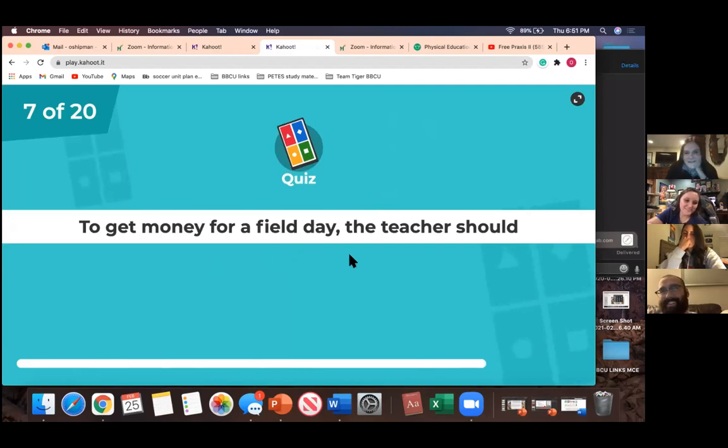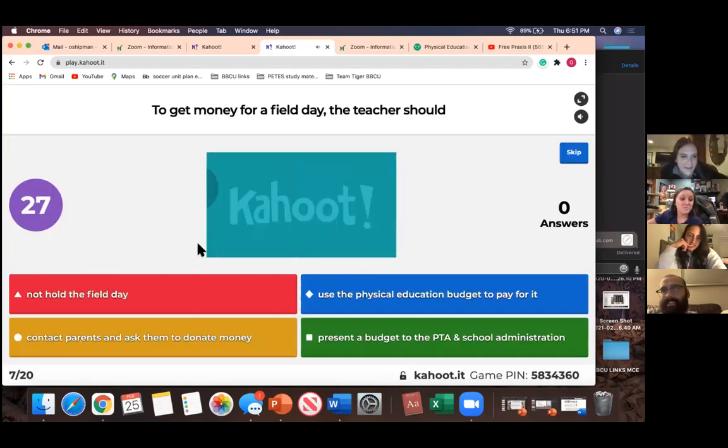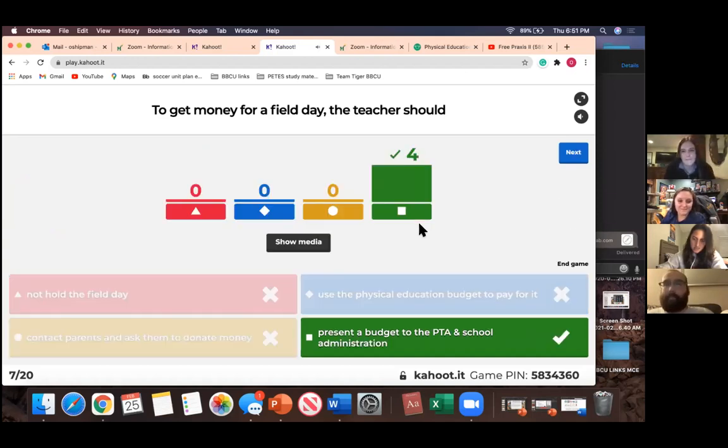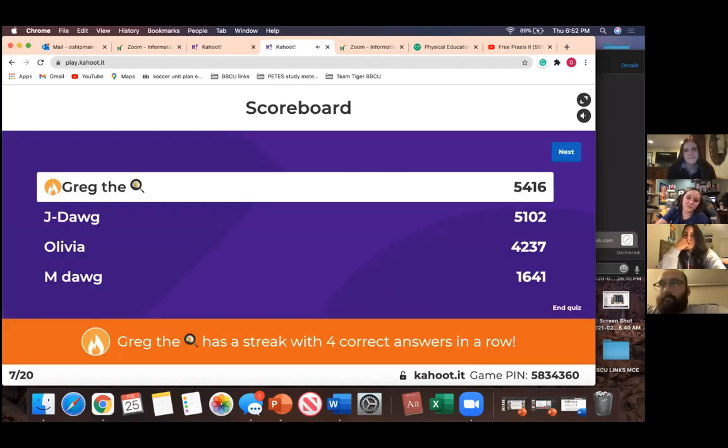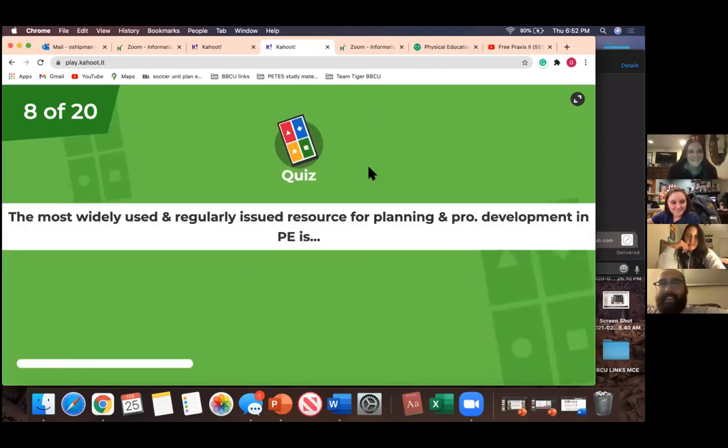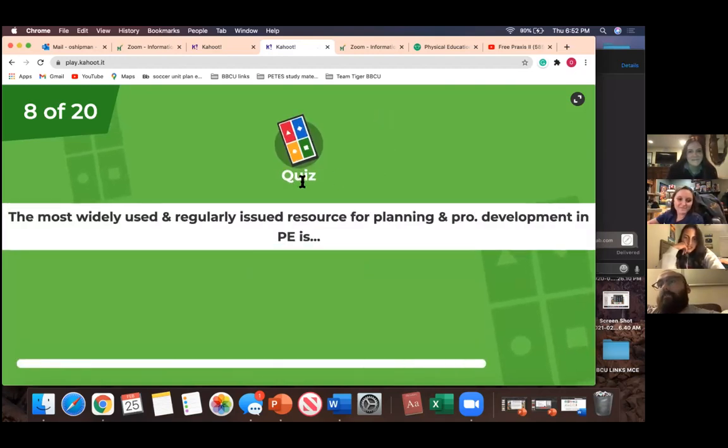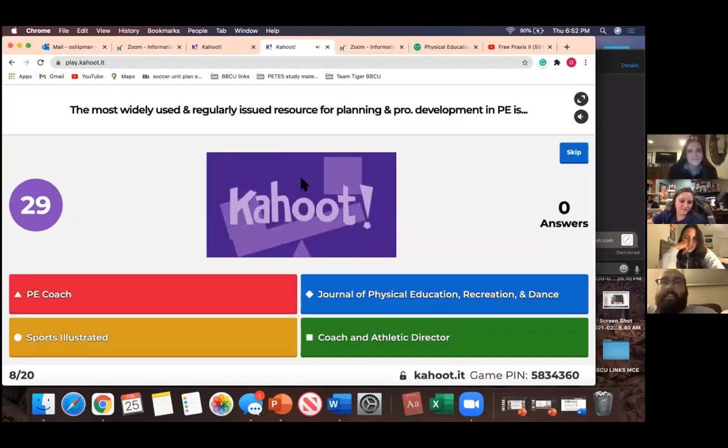To get money for a field day, the teacher should not hold the field day, contact parents and ask them to donate money, use the physical education budget to pay for it, or present a budget to the PTA and school admin. Nice. Not hold the field day, really. What kind of answer is that? I know. Field day is what I'm most excited about. Most widely used and regularly issued resource for planning and professional development in PE is PE Coach, Journal of Physical Education, Recreation and Dance, Sports Illustrated Coach, or Athletic Director.